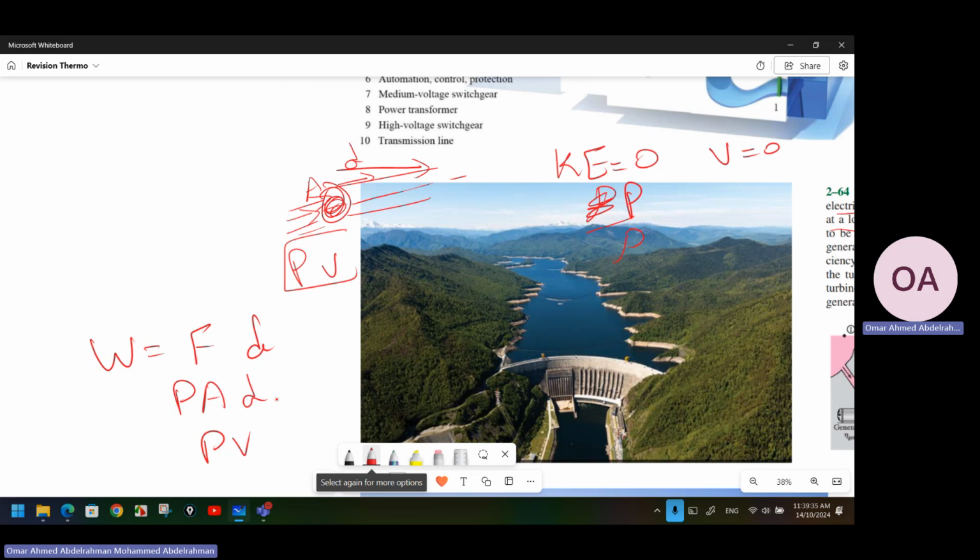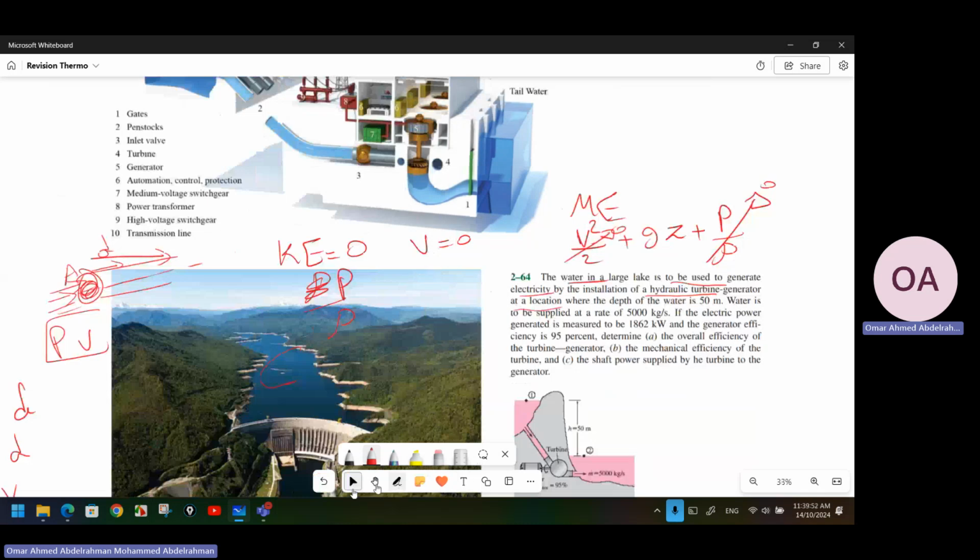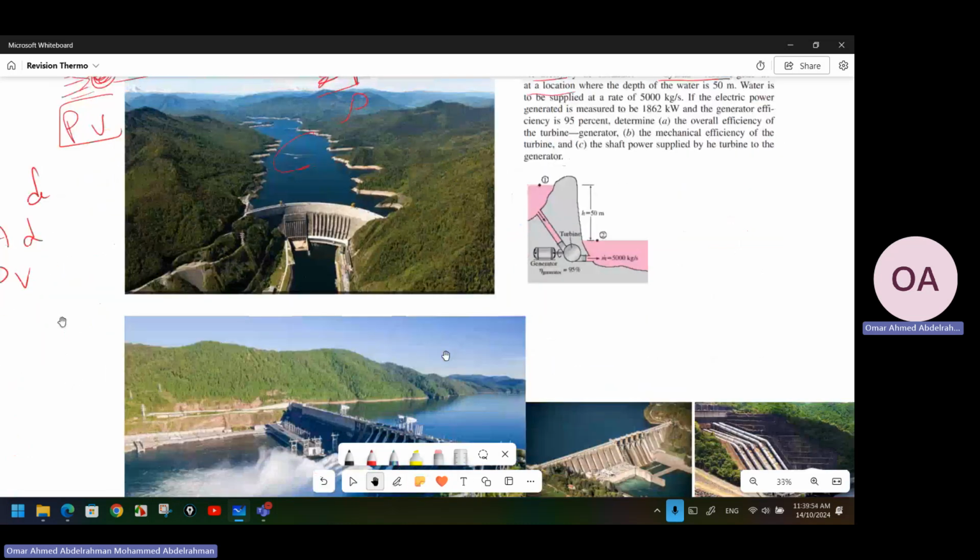Here I don't have pressure that will move the water. The water is not moving, so I can say that the flow work is equal to 0. The only thing I have is atmospheric pressure, which is not doing anything. So I have potential energy for this water, and in order to calculate the potential energy, I need to put a reference. We will put the reference at the bottom or the lower level of the lake.